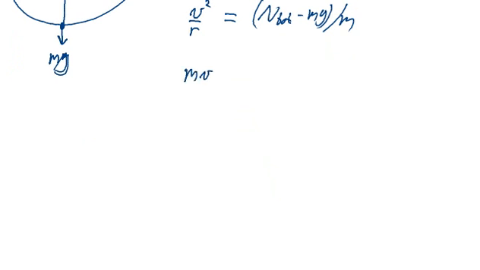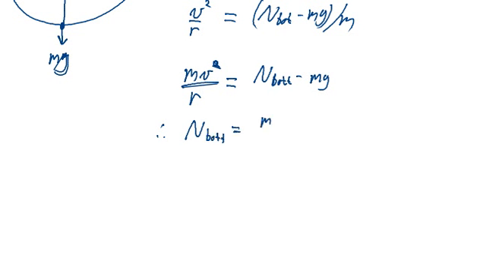mv squared over r is going to equal N bottom minus mg. So I take the mg to the other side and make it positive. So therefore N bottom is going to equal mv squared over r plus mg.